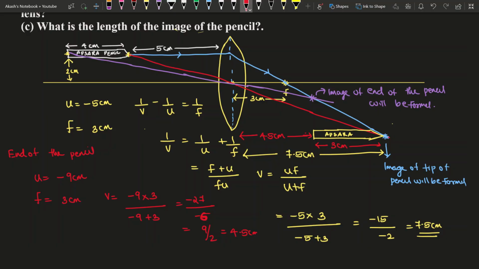The question was really tricky. Why? Because usually when they ask you to form an image, they consider only one object. Since the object is placed horizontal with respect to the principal axis, in order to obtain the image, we need to consider the pointed end of the pencil as well as the end of the pencil. Both points we need to consider as objects. Individually we need to form the image and find the image distance. By taking the difference, you will get the length of the image of the pencil. Hope the explanation is clear.